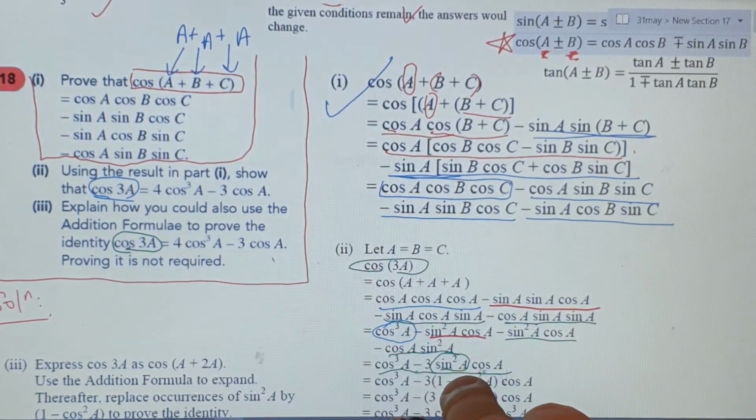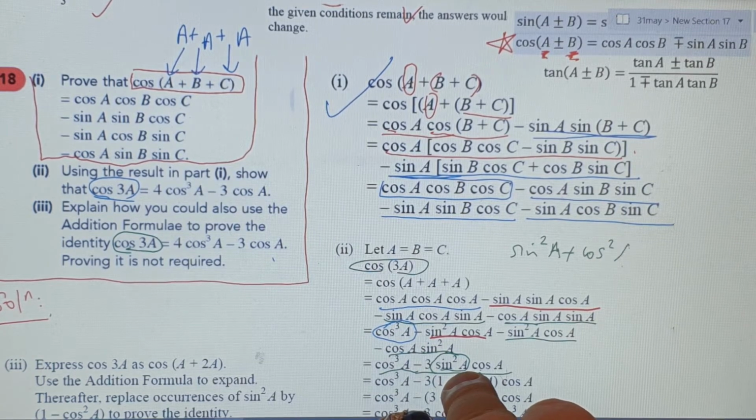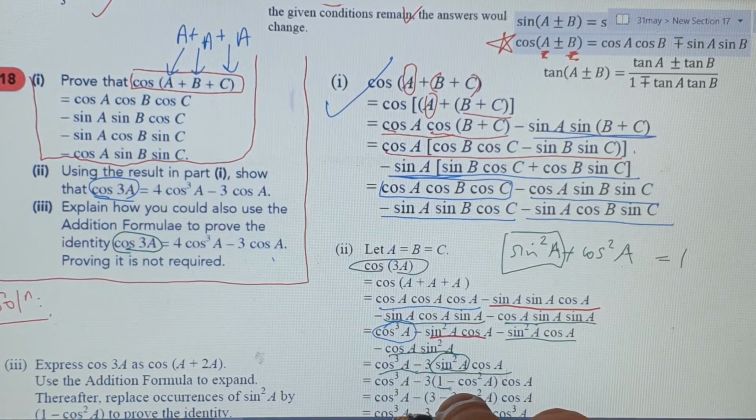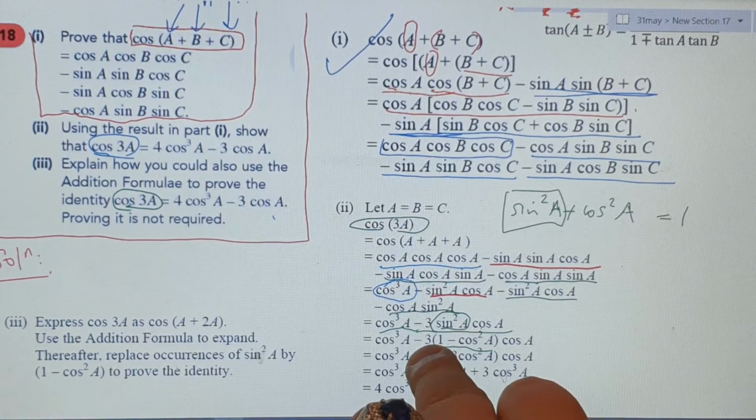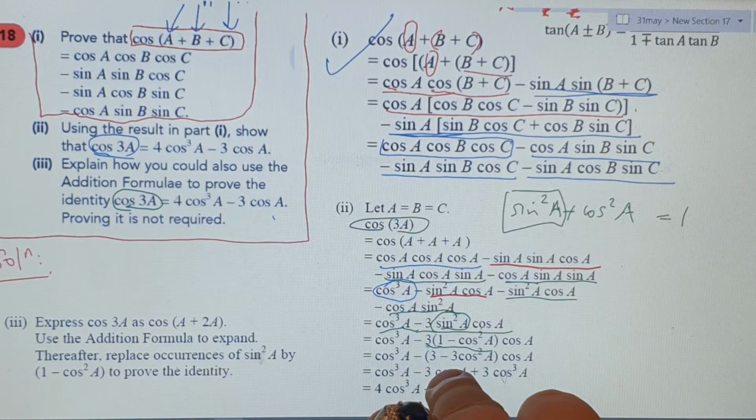So how? Again, I hope you remember that sine square A plus cos square A equals 1, right? Okay, and from here, you can find your sine square A. That will be 1 minus cos square A. There you see, I replace this. The rest all remains the same. Okay, then now what you do is you multiply the 3 in, then multiply the cos in. You can do it in one shot. This is doing step by step.